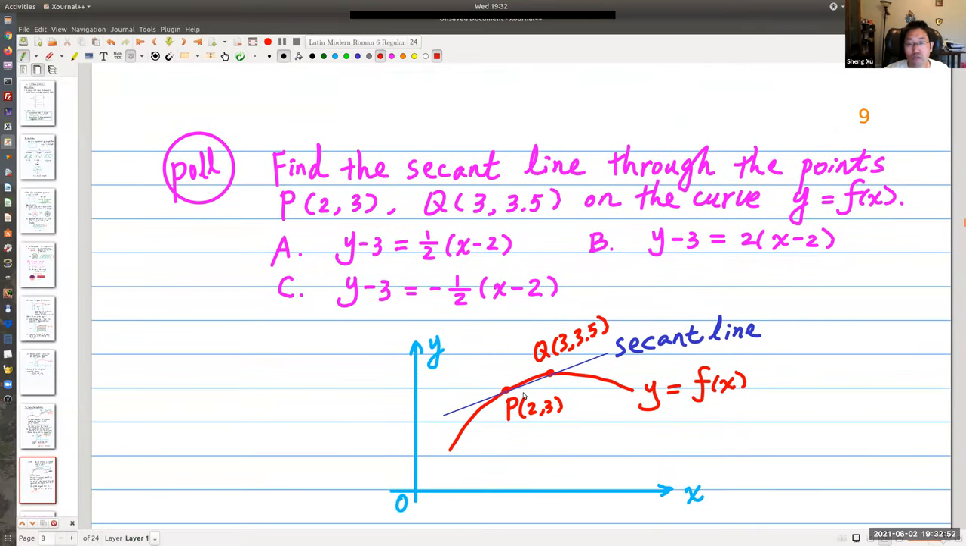Now, of course, we need to know how to find the slope of a secant line. You learned this in algebra. So a quick question for you. Find the secant line through the points P and Q on the curve y equals f of x. So this is the curve f of x. I have two points on that curve, P and Q. We know their coordinates. Can you write down the equation for this secant line? One minute.